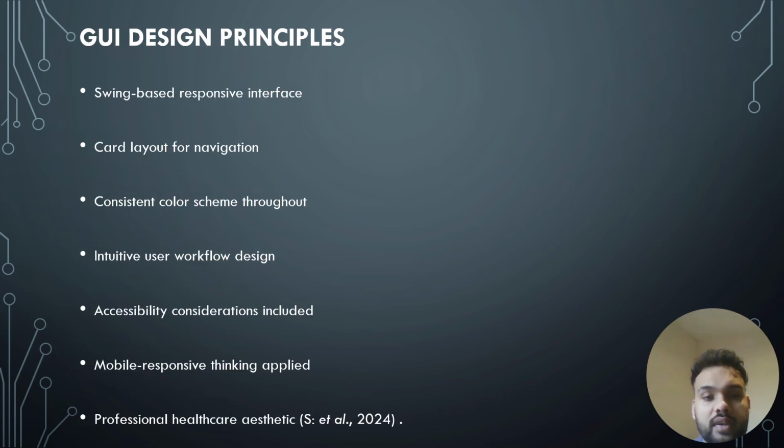Our next slide is GUI design principles. When developing the system, the goal was to ensure that the system is not only functional, but also user friendly and visually suitable for a healthcare environment. We built the UI using Java Swing, focusing on creating a clear and responsive layout. A card layout was used to manage screen transitions smoothly, with a friendly visual design for the healthcare environment. Consistency is the key in user interface design principles.